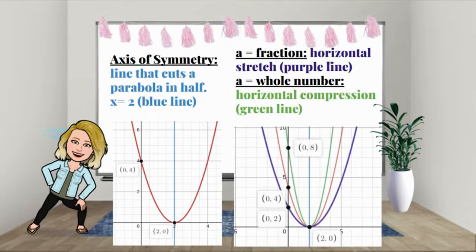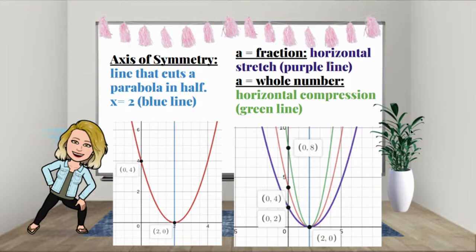Yesterday, you looked at a parabola that is here in red. It was x minus 2 squared. And we have our line of symmetry in blue, which is x equals 2. Remember that our line of symmetry cuts the parabola in half, and it is always written as x equals some number. So it's the vertical line going through the x-axis at 2 in this case.